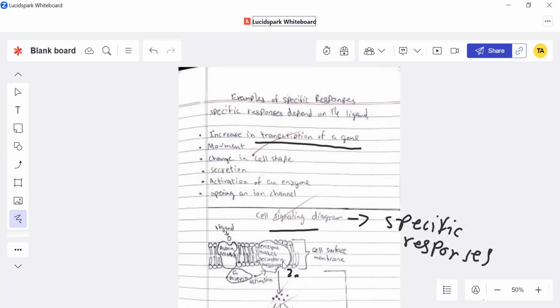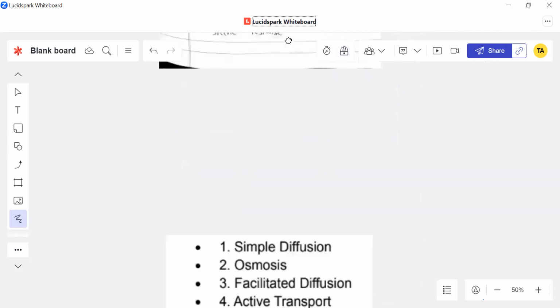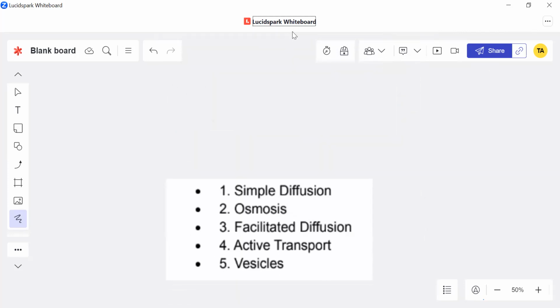Other examples of specific responses are opening of ion channels, change in cell shape, secretion of hormones, or secretion of different substances. Movement of ions is also an example of a specific response. So that was specific responses and cell signaling. Now that we are done with cell signaling, I want to focus on transport across the membrane.